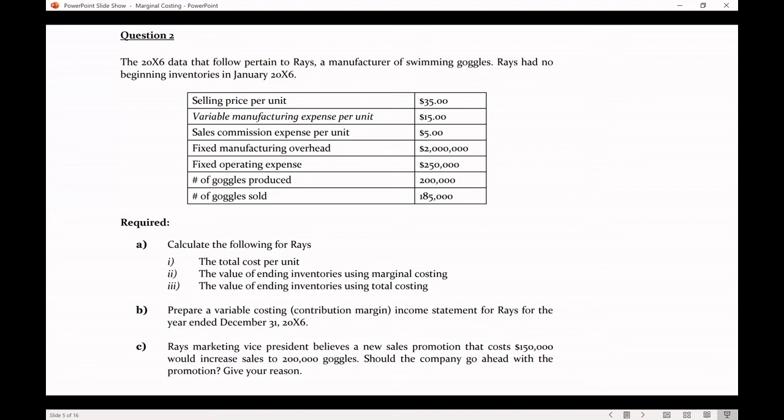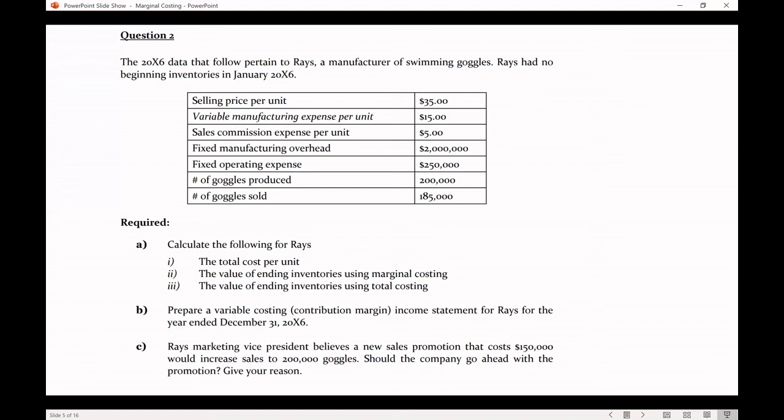The difference between marginal costing and total costing lies in how fixed manufacturing overhead is treated. So let me repeat that. The difference between marginal costing and total costing lies in how fixed manufacturing overheads are treated.